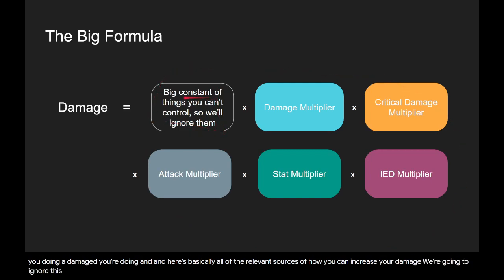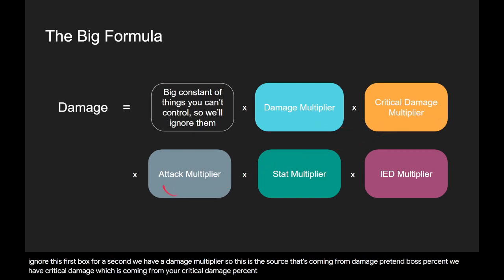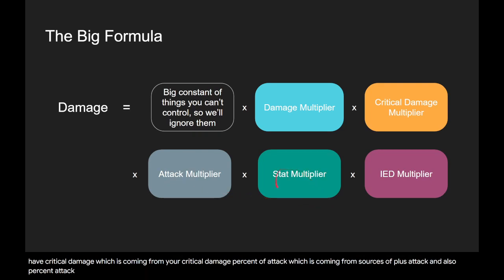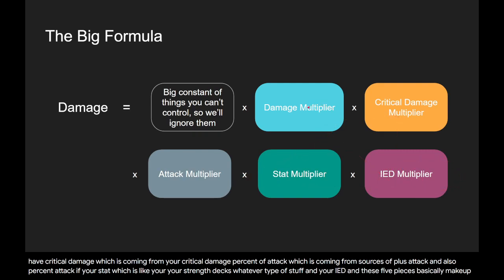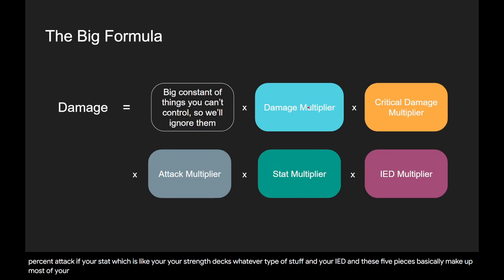We're going to ignore this first box for a second. We have a damage multiplier, which is a source coming from damage percent and boss percent. We have critical damage, which is coming from your critical damage percent. We have attack, which is coming from sources of plus attack and also percent attack. We have your stat, which is like your strength, dex, whatever, and your IED. And these 5 pieces basically make up most of your damage formula, at least that's relevant for optimization purposes.